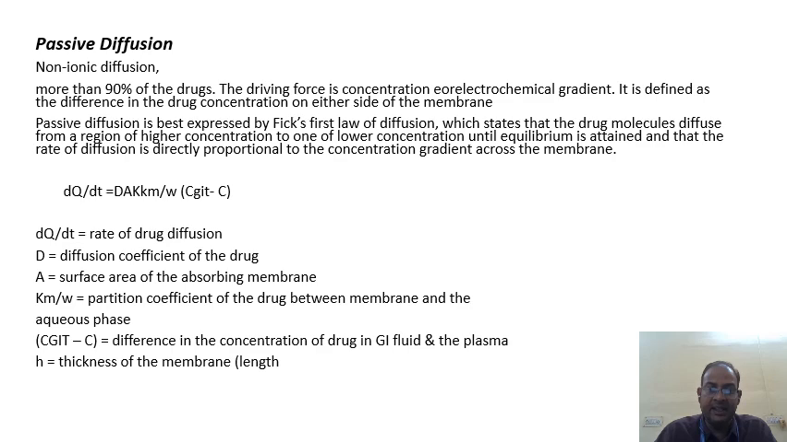So this is the formula for Fick's first law. dQ/dt, that is the small amount of drug transported in a small change in time, is directly proportional to Cgit minus C. So what is this Cgit minus C? This is nothing but the concentration gradient. So this concentration gradient is the driving force.